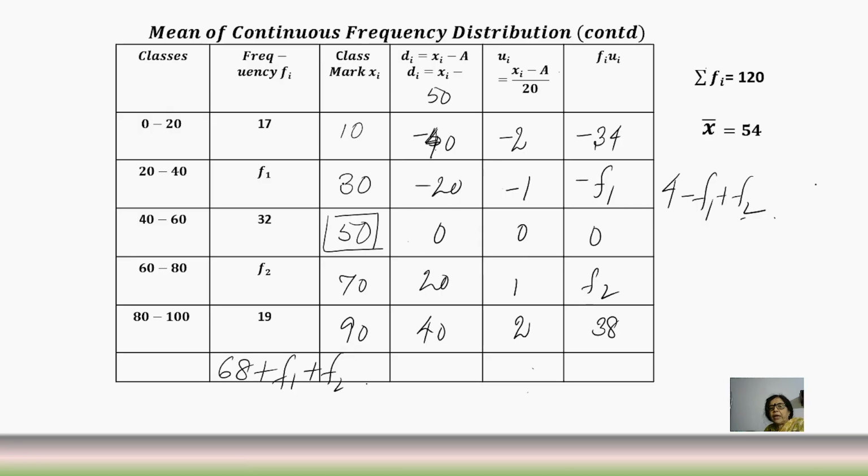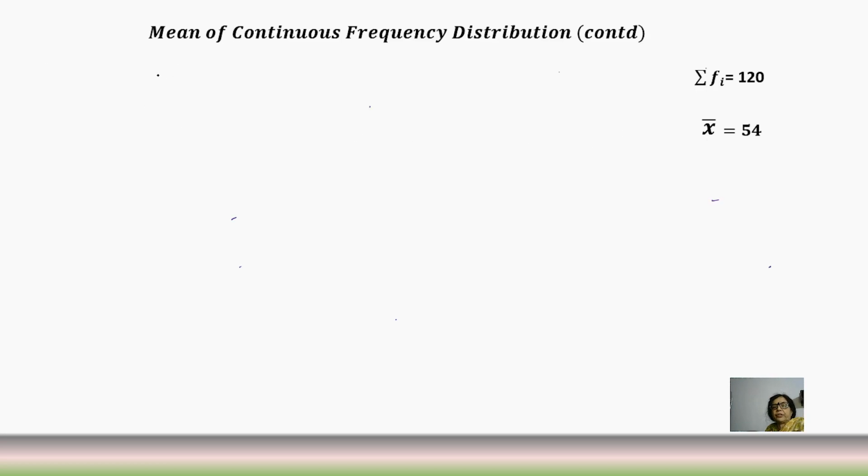Now we have to proceed to find out these two missing frequencies. So what we do in this case is frame two equations to get the two different values of f1 and f2. First of all, since we have already obtained the summation in this format, we can easily equate it to the summation given, that is 120. So from here I get f1 plus f2 is 120 minus 68, and that is equal to 52. So this is my first equation.